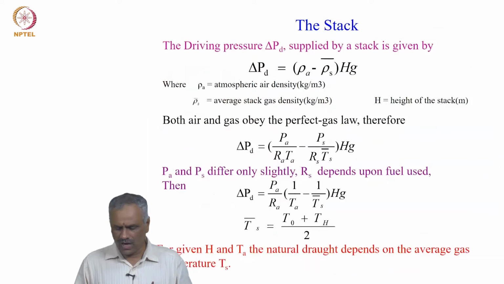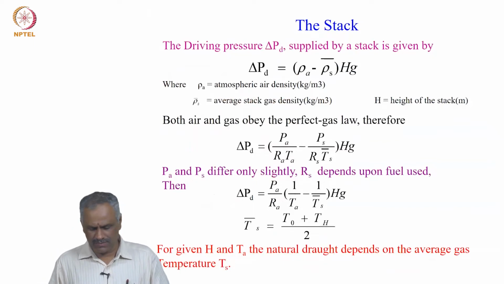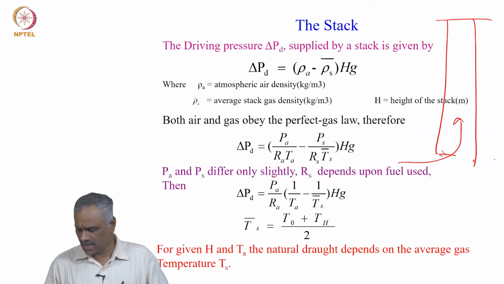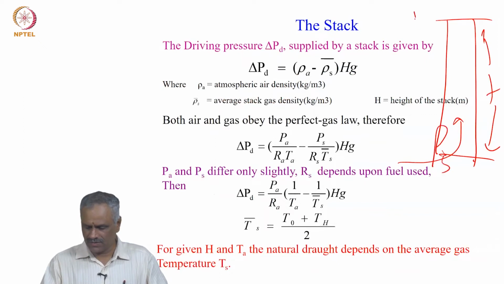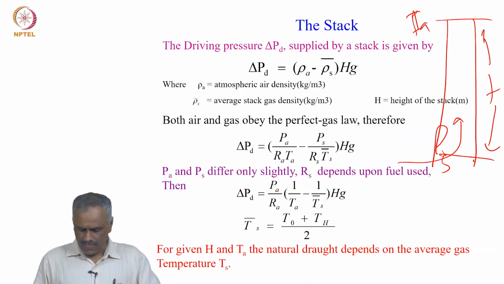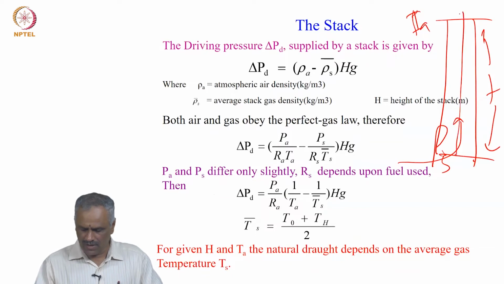Then if you look at how much pressure drop there is across the stack, it is given by the density difference. See here, you have a stack and the flue gases are entering here, and the height of the stack is h, and the density of the flue gas is rho s, and the atmospheric air density is rho a. So, if you look at the driving pressure, once you put the flue gases into that, they try to move up because of the lower air density at the top.